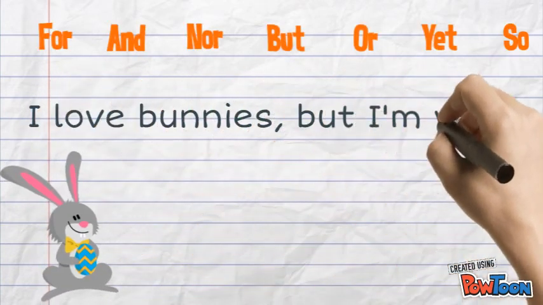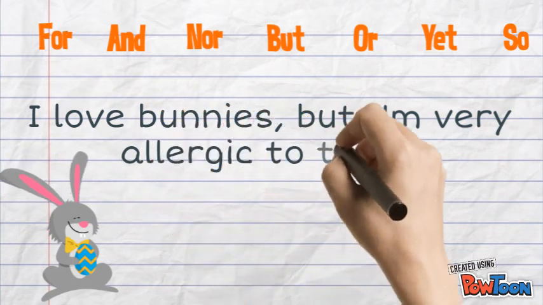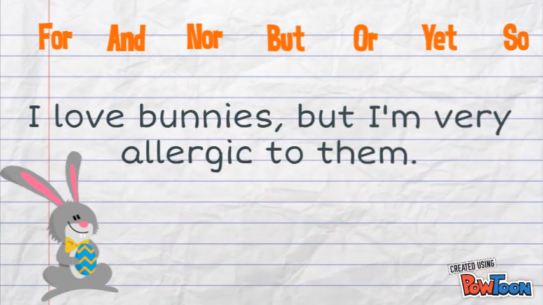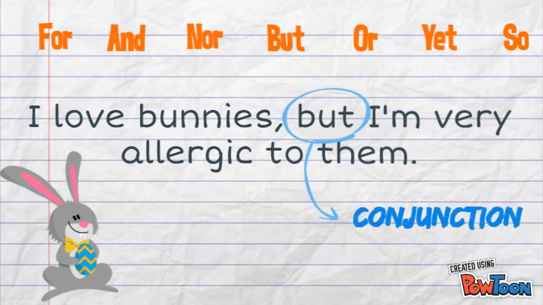I love bunnies, but I'm very allergic to them. Where is the conjunction? You got it. It's but. That's the conjunction that's joining. I love bunnies, and I'm very allergic to them.